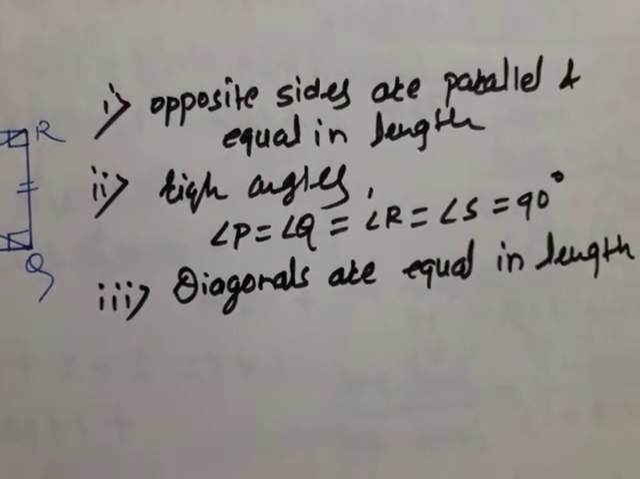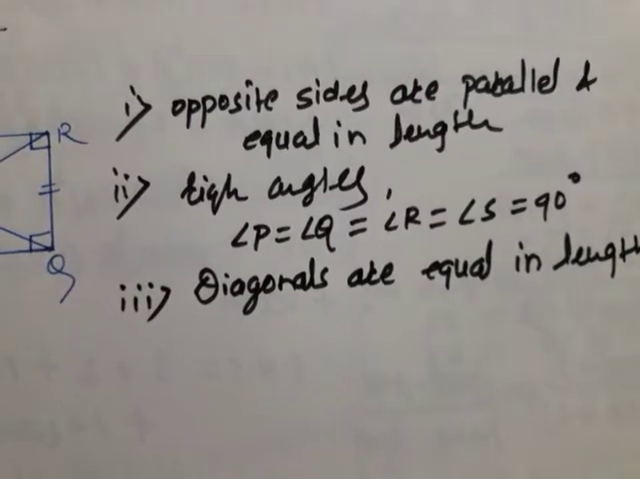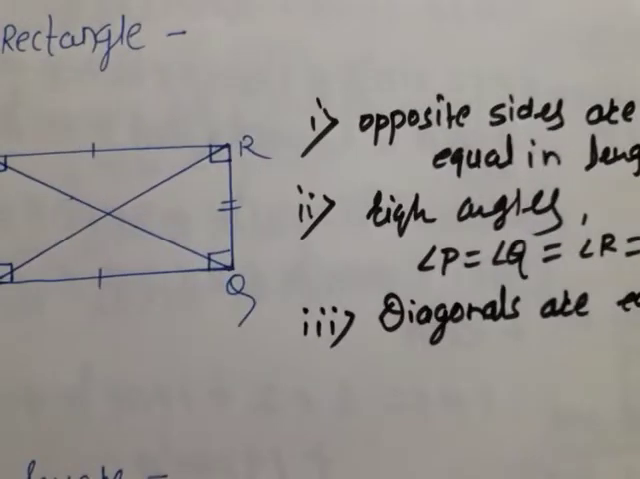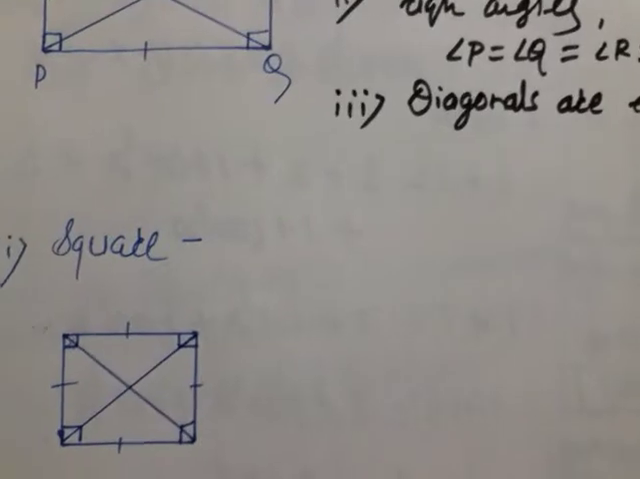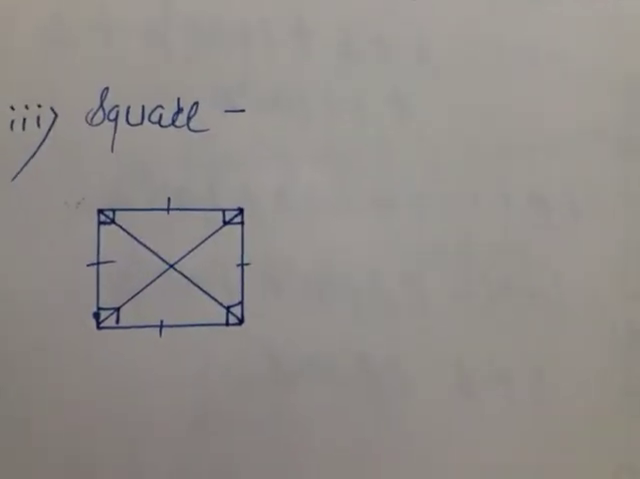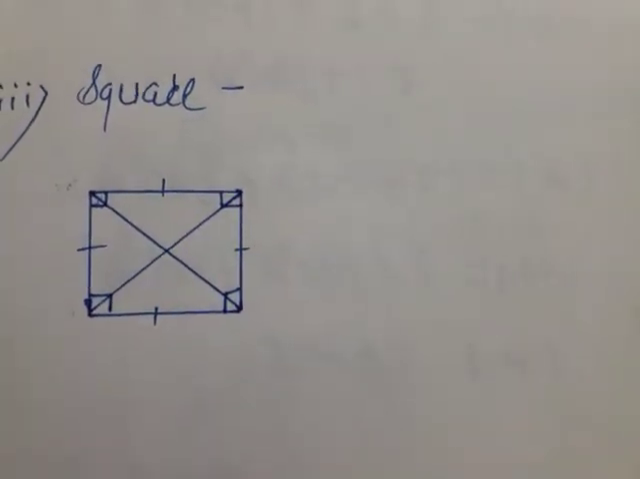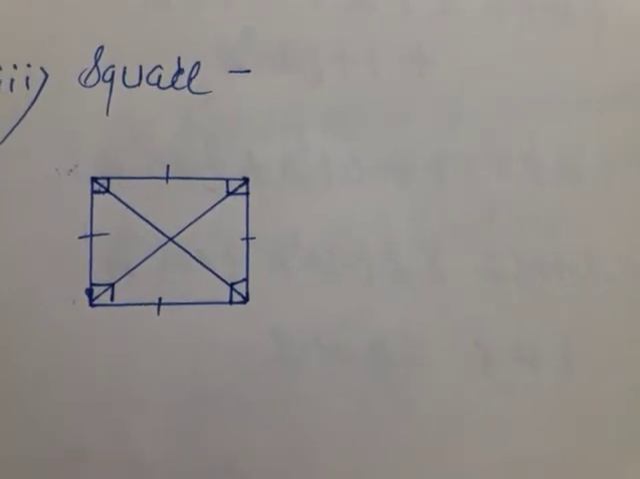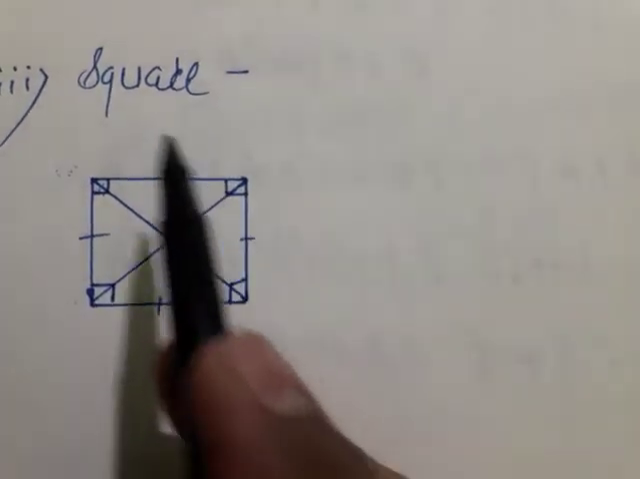Okay, this is the second special parallelogram that is known as the rectangle. The third special parallelogram I am going to show you is the square. You will see the figure of the square, then you will come to know that here also the same marks are made on each side.